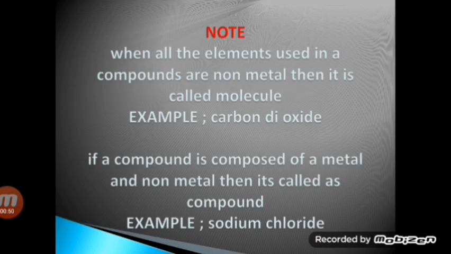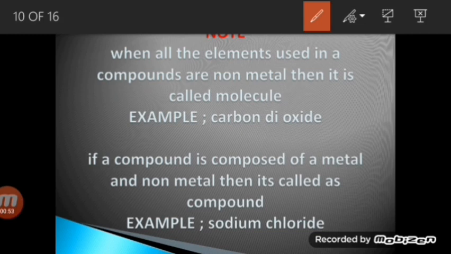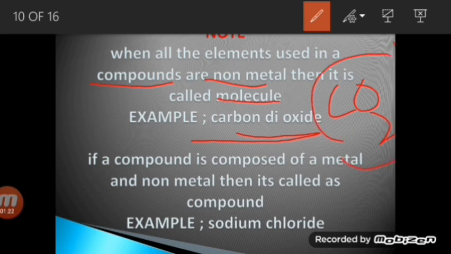Again, a very important point, always remember, when all the elements used in a compound are non-metals, we will call it a molecule. We are not going to call it a compound. We will say it's a molecule. Why is it a molecule? Because here you can see carbon is a non-metal because it belongs to the p block, and dioxide means 2 oxygens. Oxygen is also a non-metal and it is in the p block of the periodic table. So this substance is composed of 2 non-metals, so it's a molecule, it's not a compound.